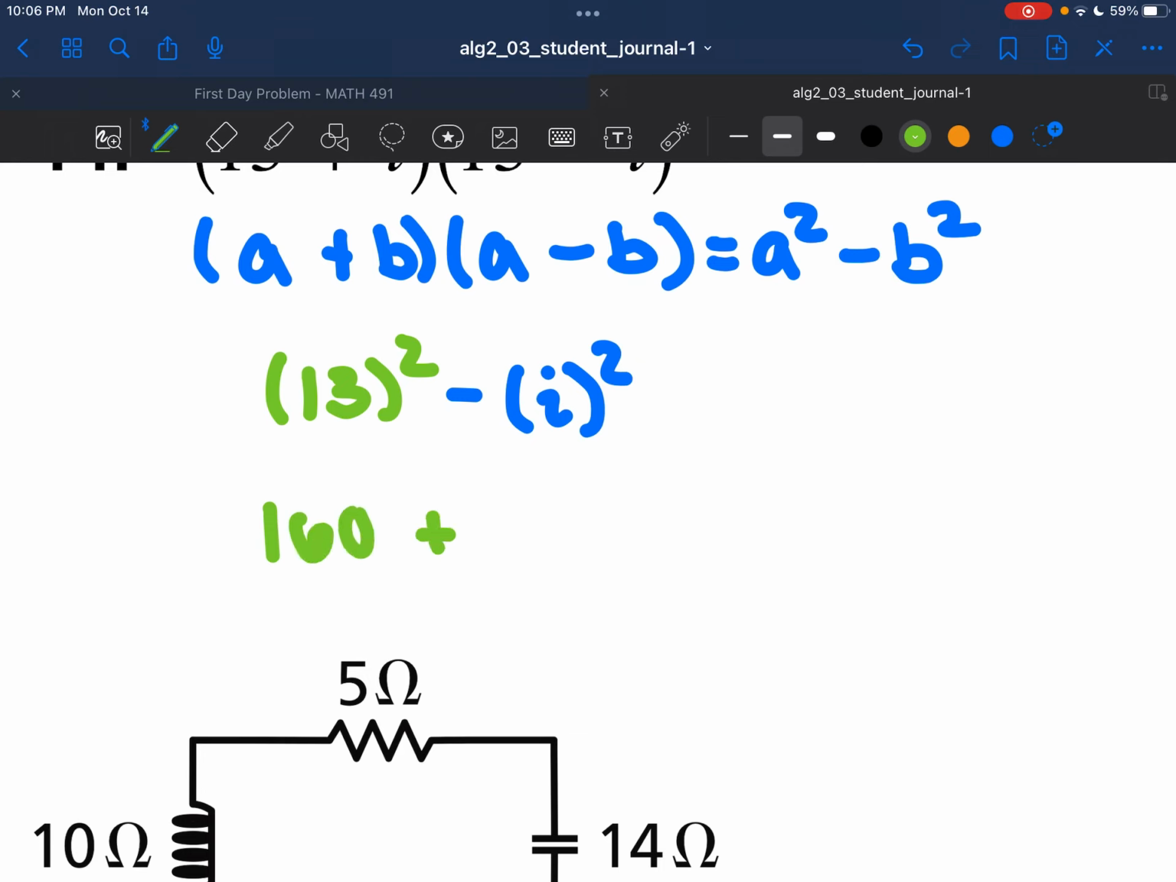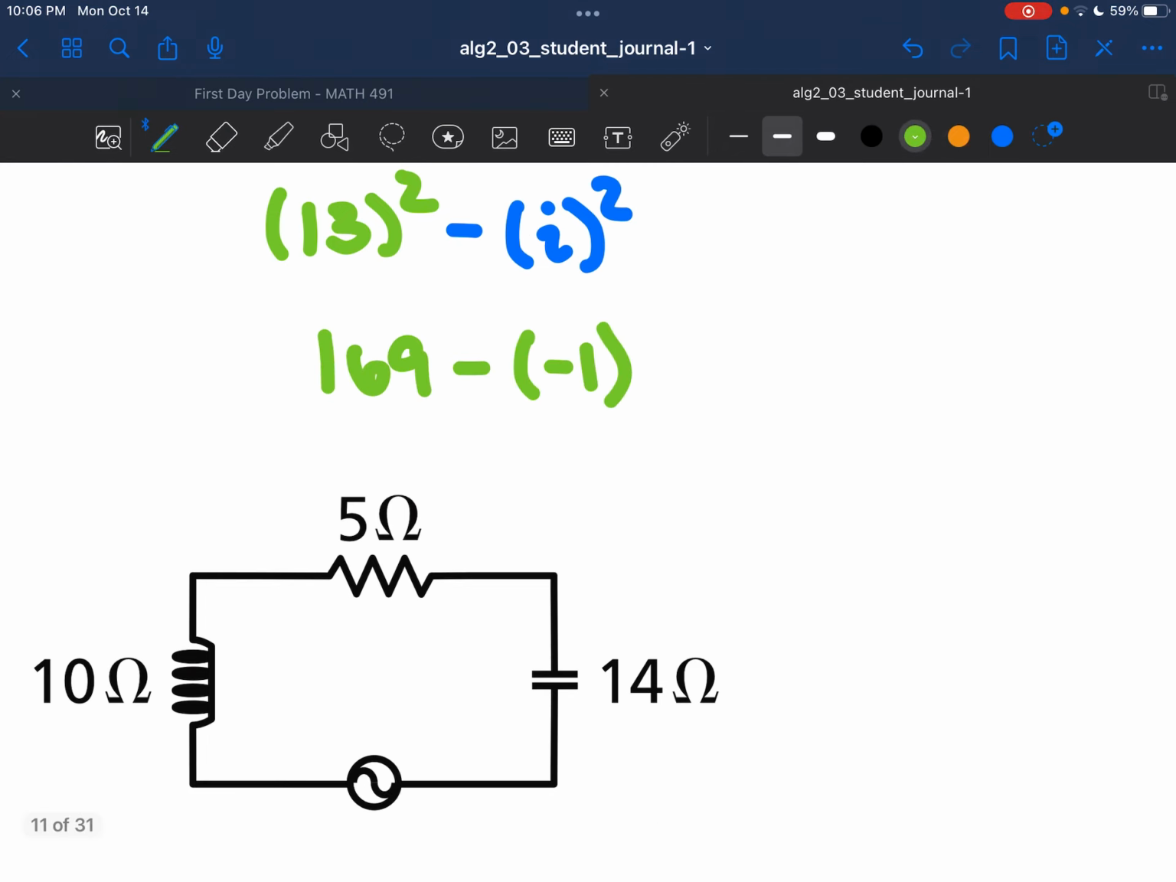So we have 160 plus, oh, did I do that wrong? Yep, that's supposed to be 169. That's my bad. Let me make sure I put all the right numbers in the right spots here. 169 minus negative 1, which is 170.